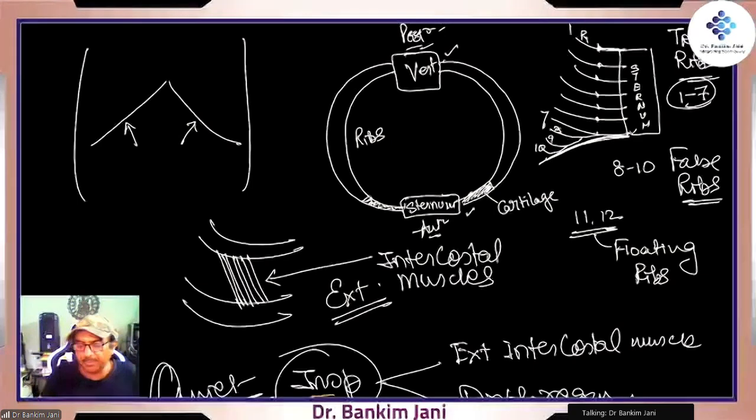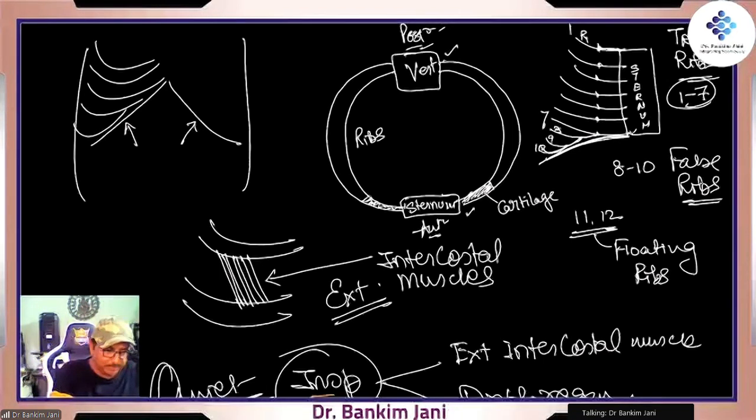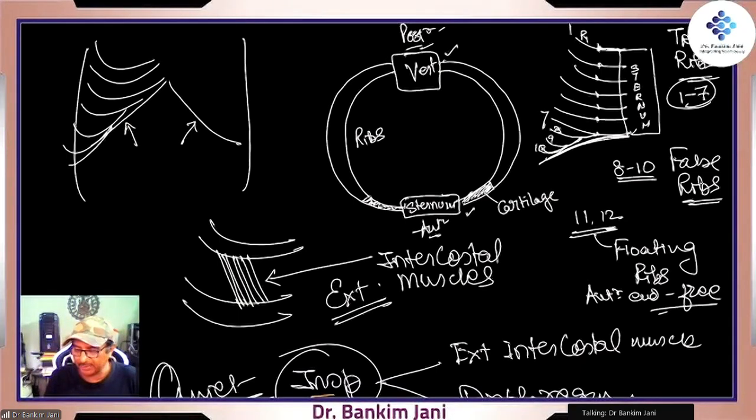Ribs 8 to 10 land onto the cartilage of rib 7. That's how it is formed. This is the reason that when we see the chest, the ribs go like this and then like this, and this is how the typical chest structure is formed. So ribs 8 to 10 land on the costal cartilage of 7, and they are called false ribs. For ribs 11 and 12, the anterior end is free, and that's why they are called floating ribs.